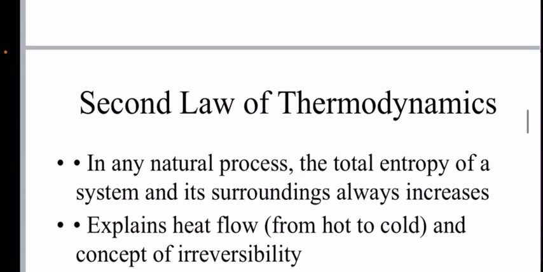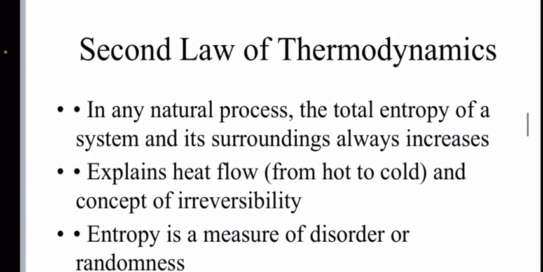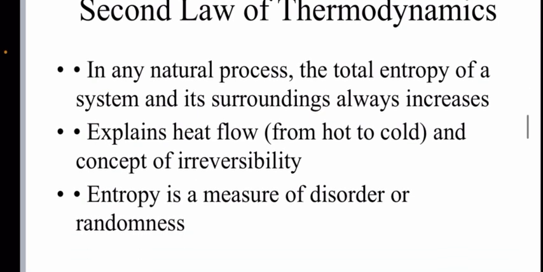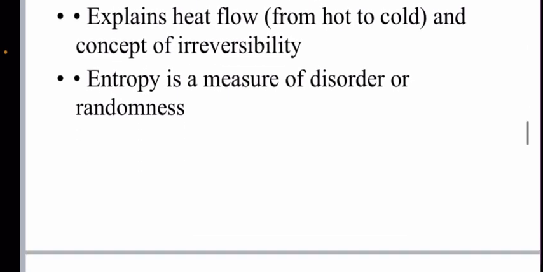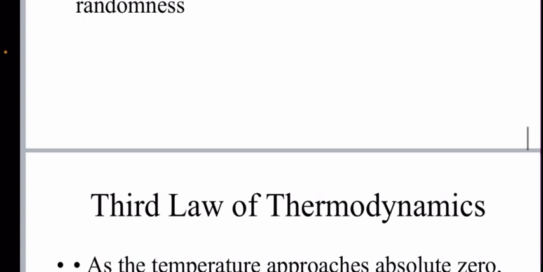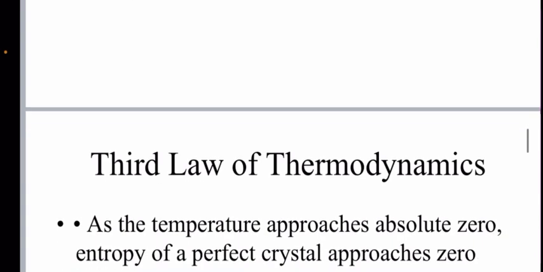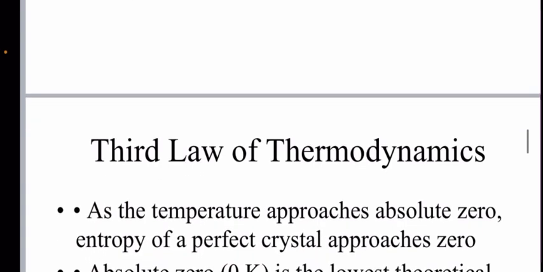W is the work done by the system. 5. The second law of thermodynamics states that in any natural process, the total entropy of a system and its surroundings always increases. Entropy is a measure of disorder or randomness. This law explains the direction of heat flow, from hot to cold, and the concept of irreversibility.